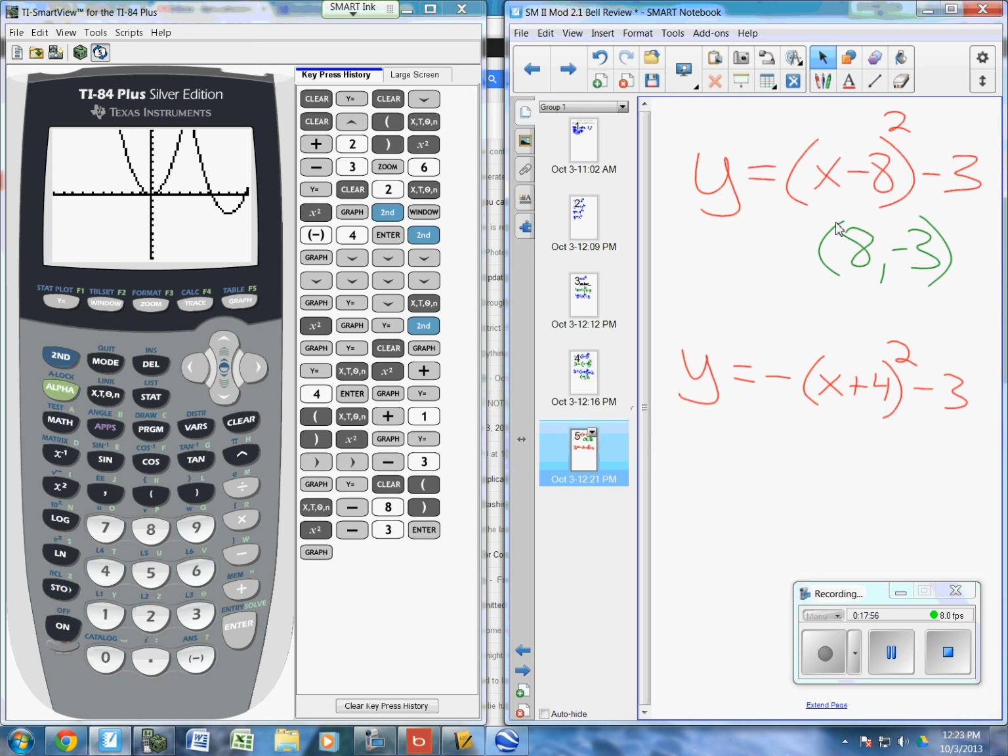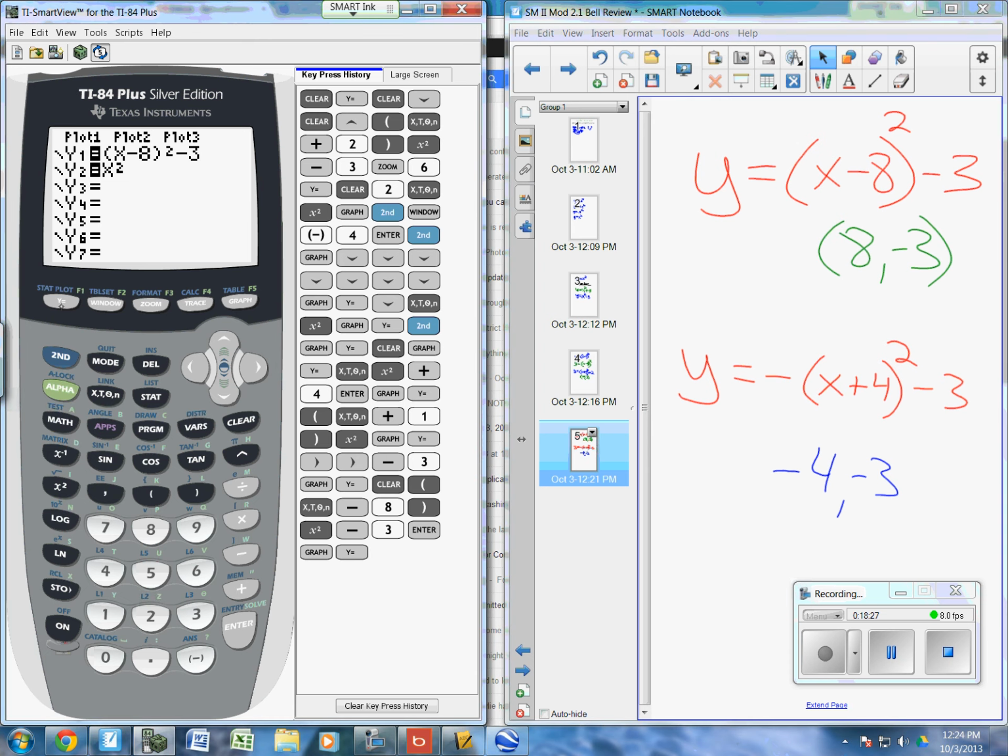You guys, even though the negative is outside there, it's not going to affect this. It's still going to be negative 4, negative 3. Hey, you guys, how does the negative out front affect it then? Well, it doesn't affect the vertex, but how does it affect the graph? It flips it down, doesn't it? It makes it go down.